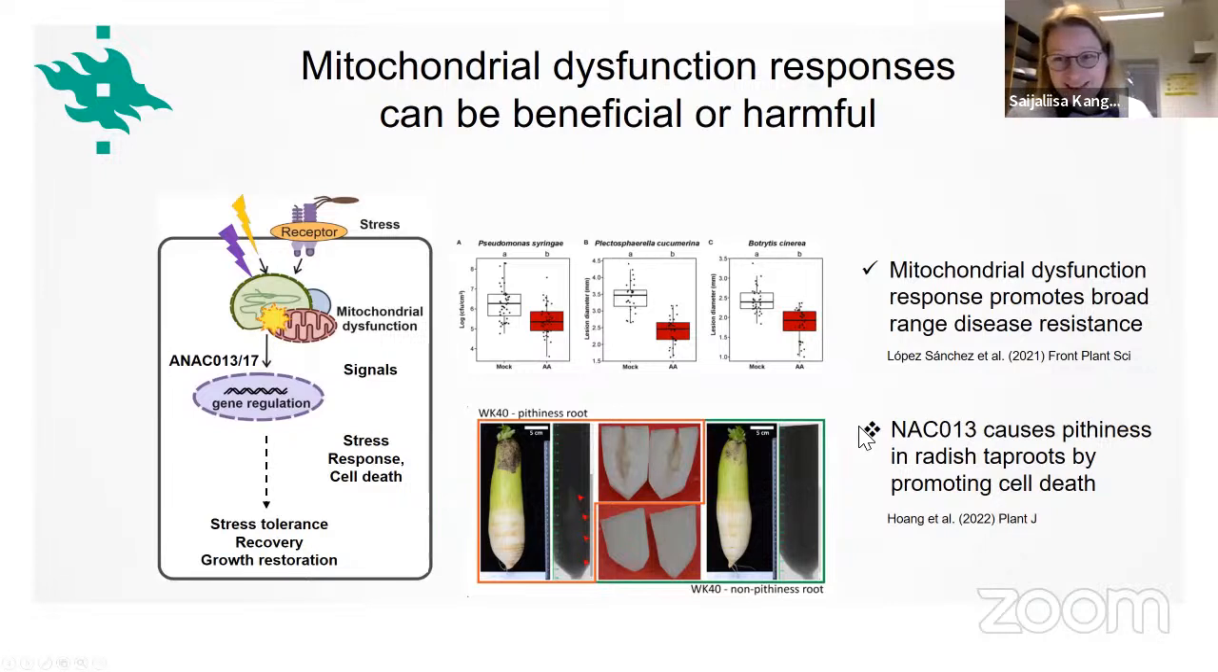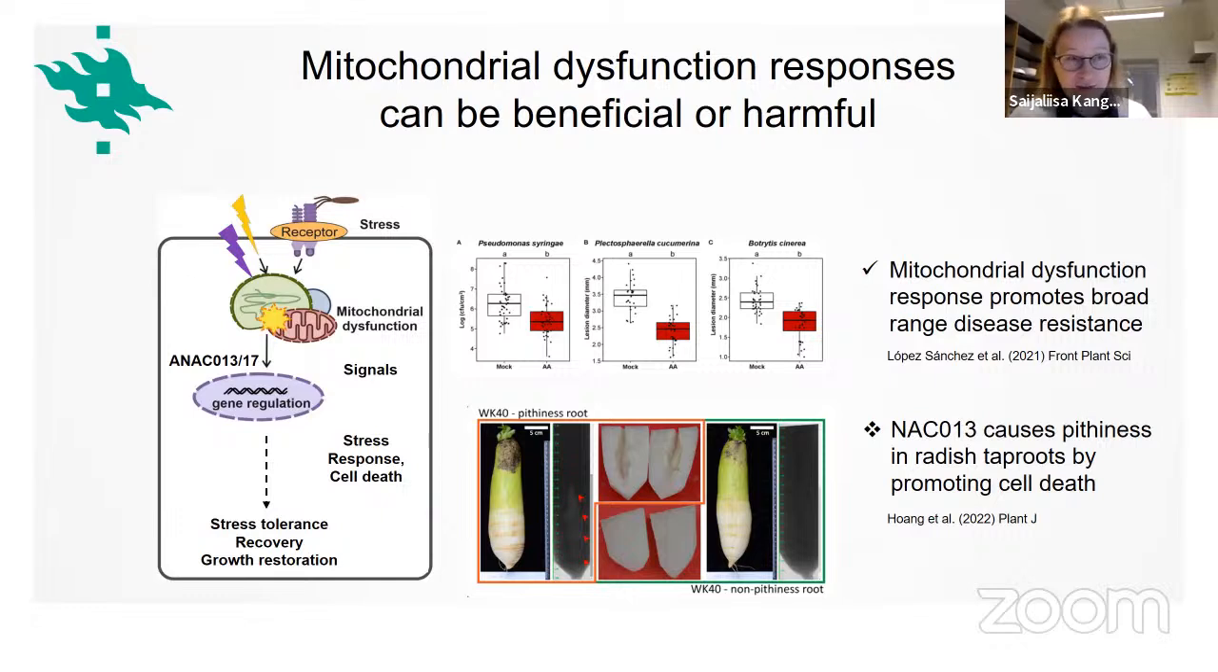Then there's another example that I find quite fascinating. So a group in South Korea found that radish taproots modulate the pithiness of the edible part of the root through a transcription factor NAC13. So another marker for this mitochondrial dysfunction response. And that this transcription factor actually triggers cell death in the taproot, and then it becomes kind of hard and woody and unpleasant in our mouth.